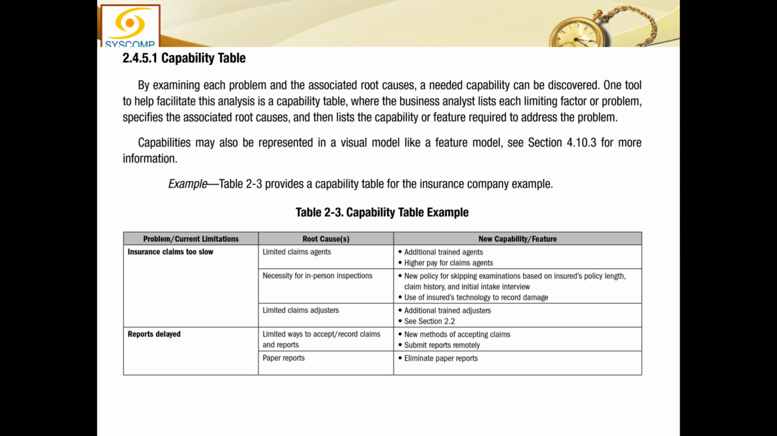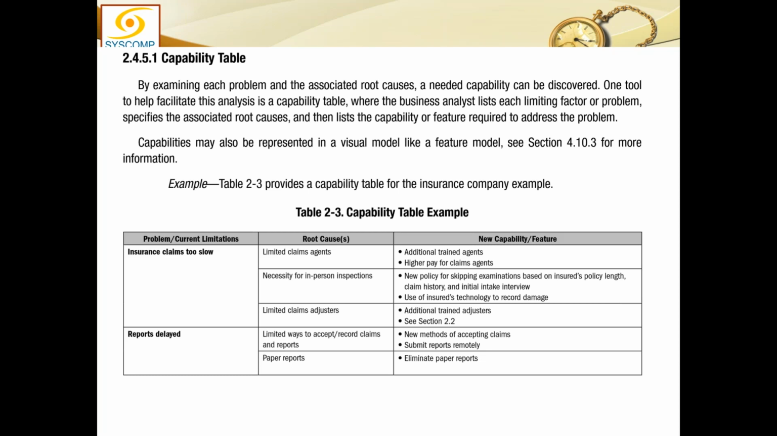Okay, necessity for in-person inspection. So what to do? You have to create a new policy for skipping examinations based on ensured policy length, claim history, and initial intake interview. So whatever changes to the policy have to be brought in that could solve the problem. Or use of ensured technology to record damages. Automated system.